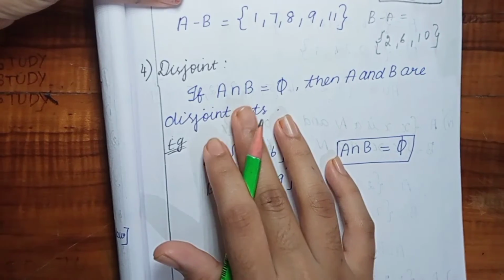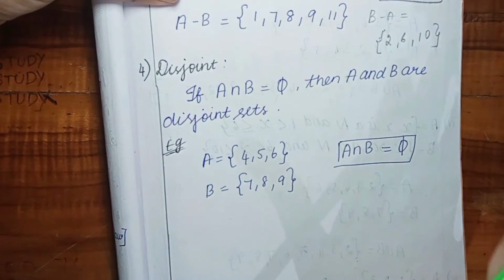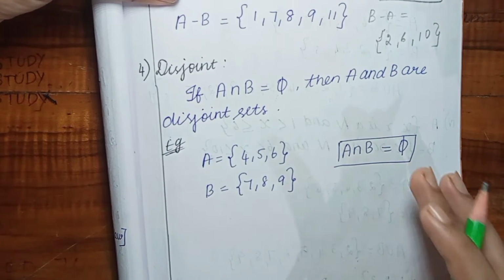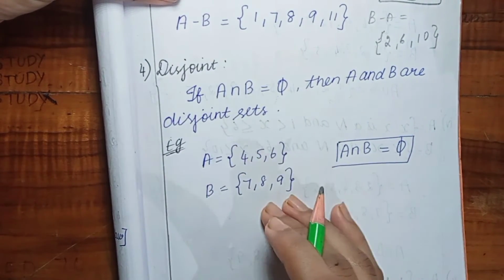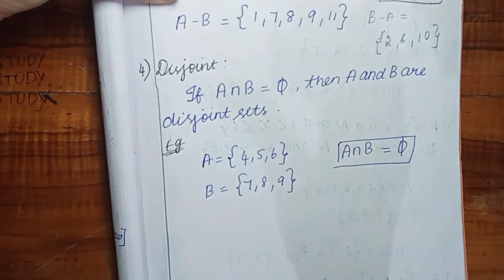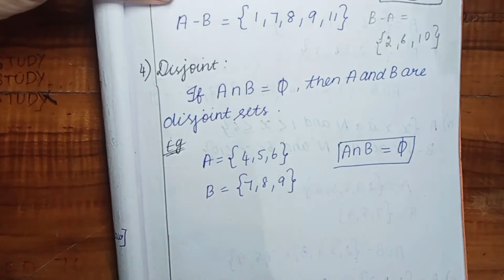Disjoint: if A intersection B is equal to empty set, then A and B are disjoint sets. Okay. So 2 sets are given. Here nothing is common, right? Nothing common is what we call disjoint, right? So here nothing is common, so it is empty set, so they are disjoint sets.